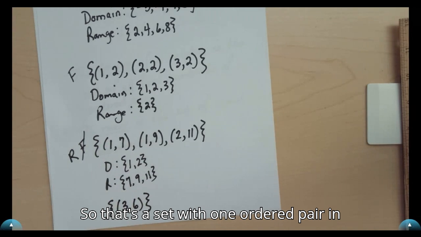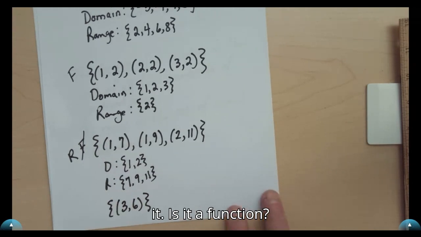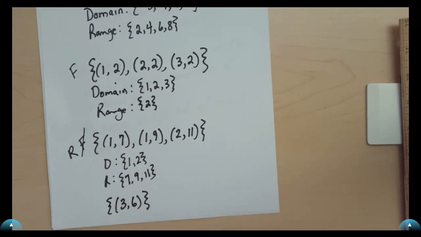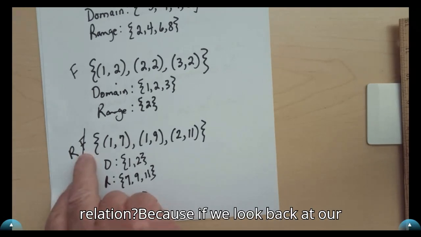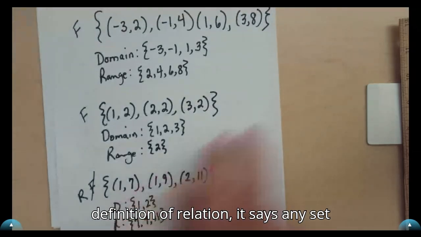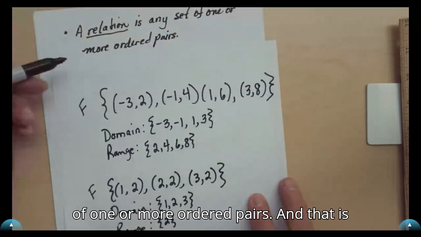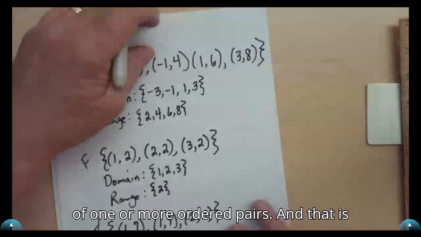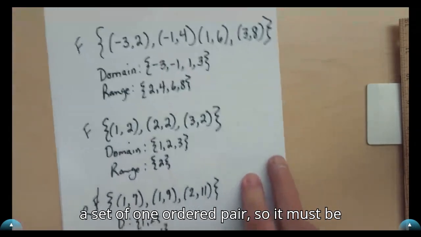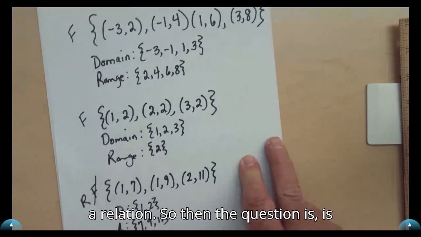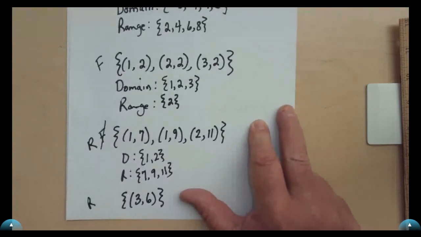So that's a set with one ordered pair in it. Is it a function? Does everybody at least agree it's a relation? Because if we look back at our definition of relation, it says any set of one or more ordered pairs. And that is a set of one ordered pair. So it must be a relation. So then the question is, is it a function?